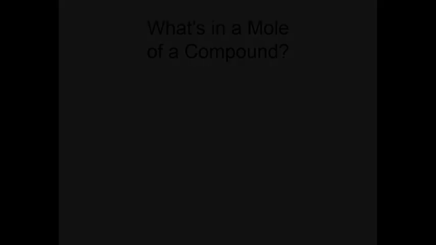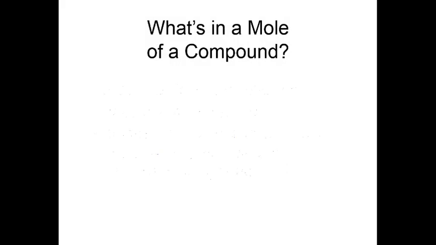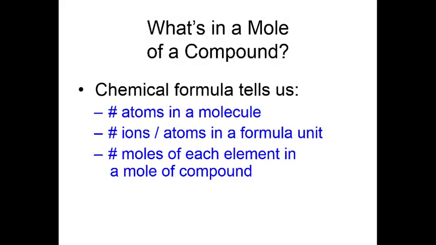In order to quantify compounds, we need to ask the question, what is in a mole of compound? Remember that the chemical formula tells us the number of atoms in a molecule of a covalent compound, or the number of ions in one formula unit of an ionic compound. It also tells us the number of moles of each element.